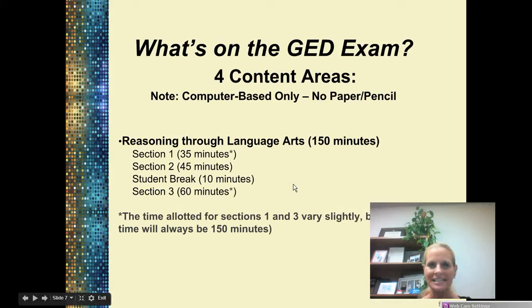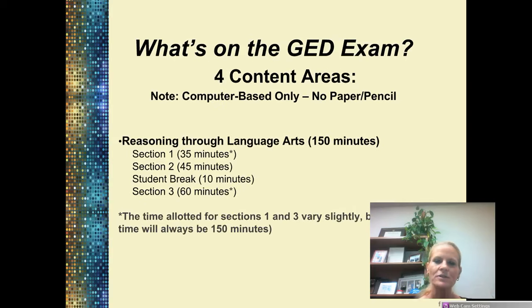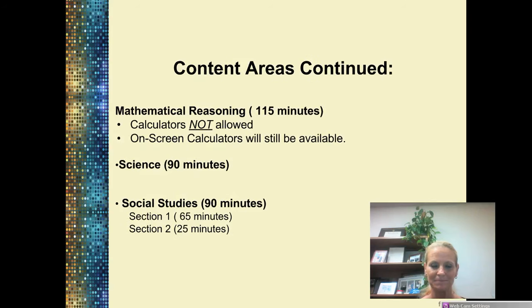There are 4 content areas on the exam: reasoning through language arts, math, science, and social studies. The science and social studies compose the reading component of the GED exam. On the reasoning through language arts, there are 3 sections with a break in between. They're all different components and timed separately.